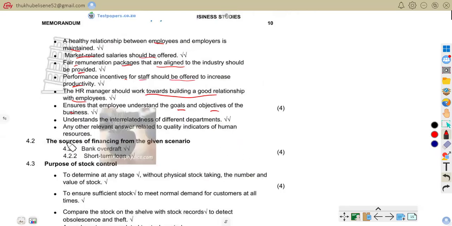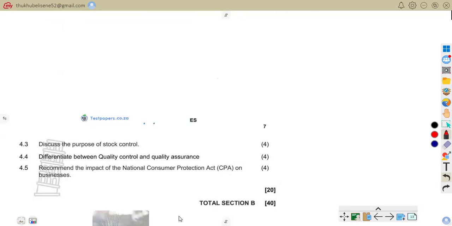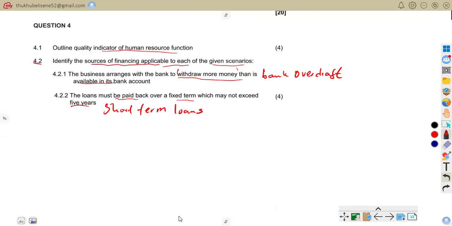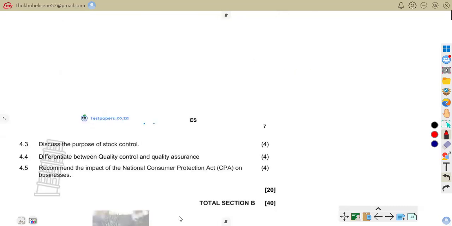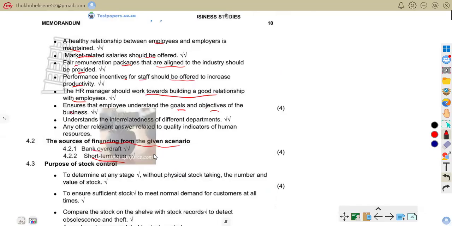So these are our answers. As you can see, the sources of financing from the given scenarios are bank overdraft, like we've already talked about, as well as short-term loan. So now let us go to another question. This was 4.2, and then we are to be on 4.3. 4.3 now. Discuss the purpose of stock control, and then we go to answers.